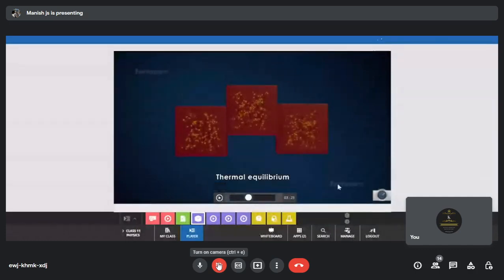Okay, so here what they are trying to explain is what is heat. Heat, they are putting it in a different way. Heat is the thermal energy possessed by the molecules in a particular system. A system can be a beaker or a container.